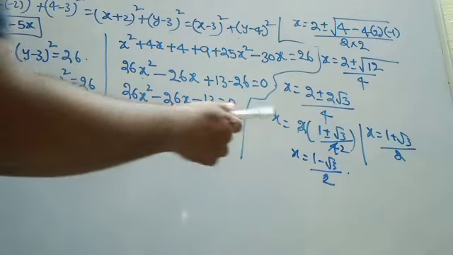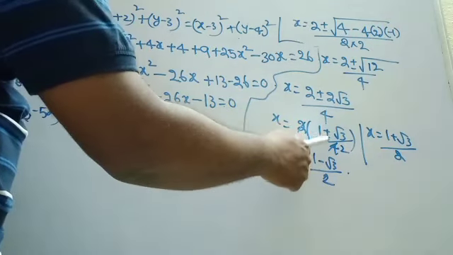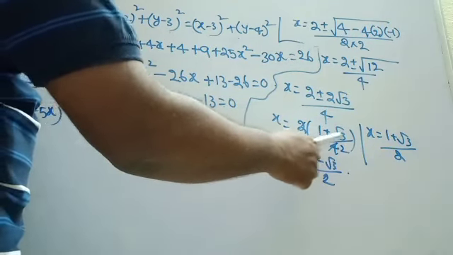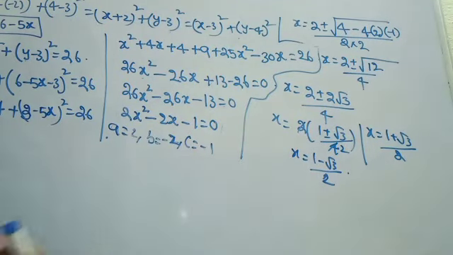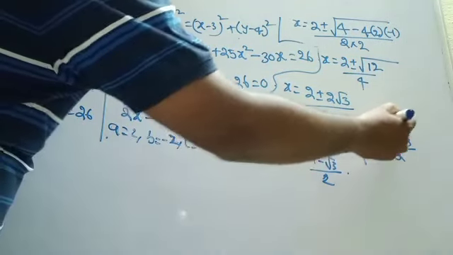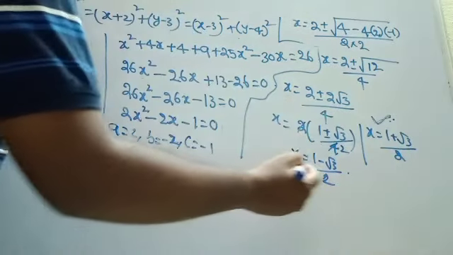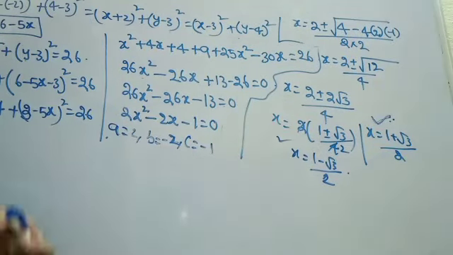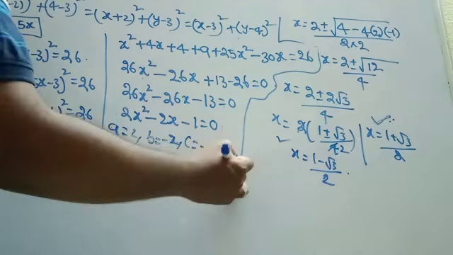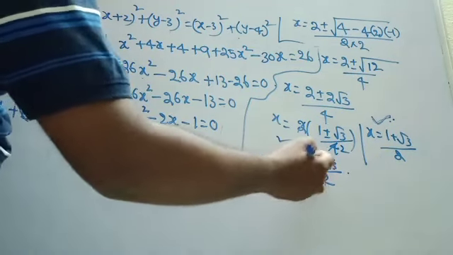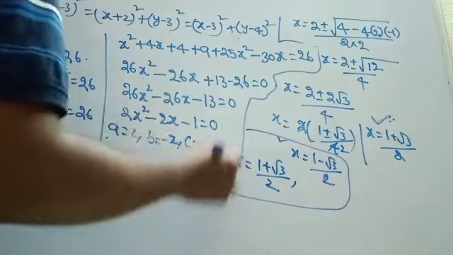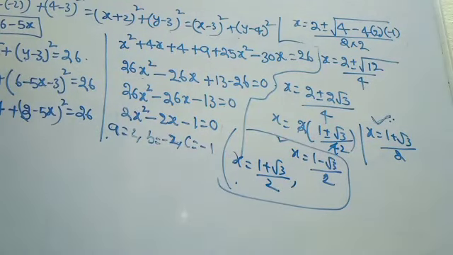Now that means you can take 2 common, then it becomes 1 plus or minus root 3 by 4. Now 2 ones, 2 twos. That means you got x values as one, x is equal to 1 plus root 3 by 2, and another one, x equal to 1 minus root 3 by 2. These are the x values we have got. Now let us substitute this in our y value, then we will get its corresponding y values.